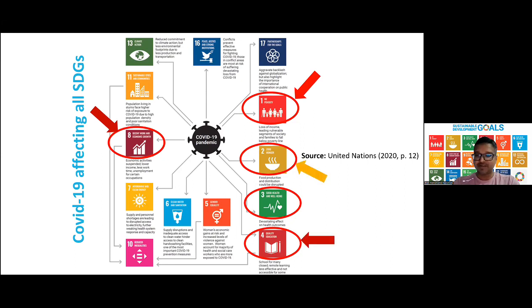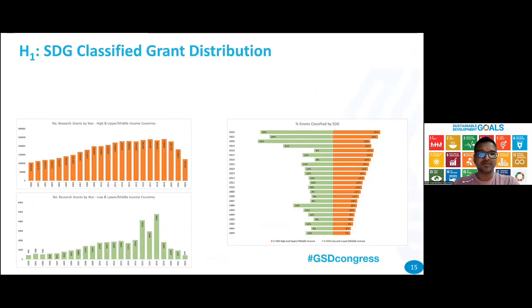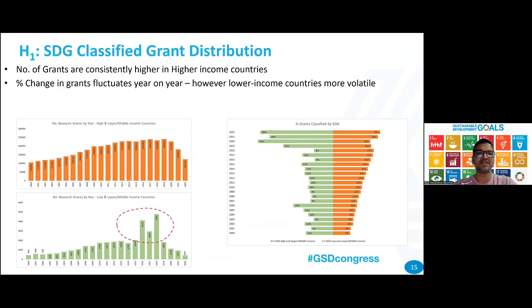SDG 3 became very popular from COVID-19. SDG 4, we all know the GDP contribution or the higher education budget, as a percentage of the country's budget, varies very significantly around the globe. So in terms of the SDG classification and grants distribution, what we found is that the number of grants is consistently higher in high-income countries.